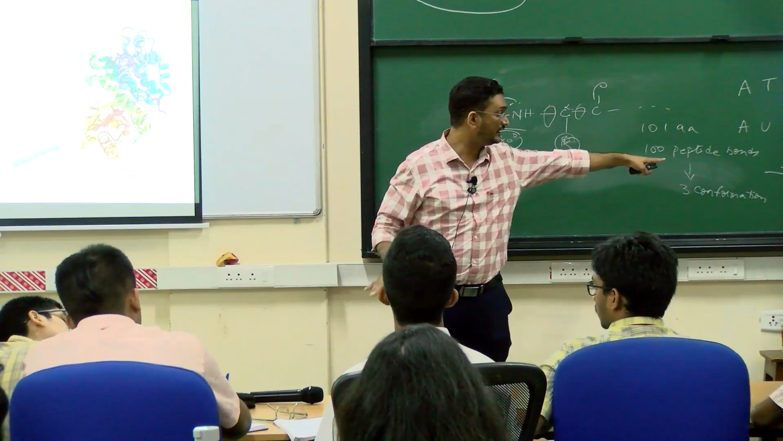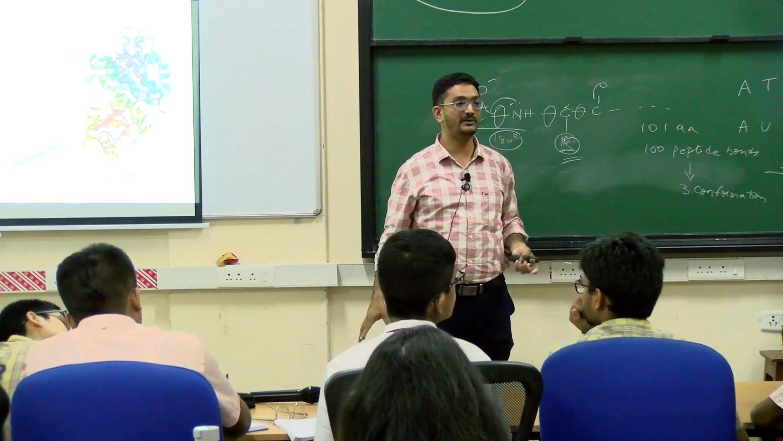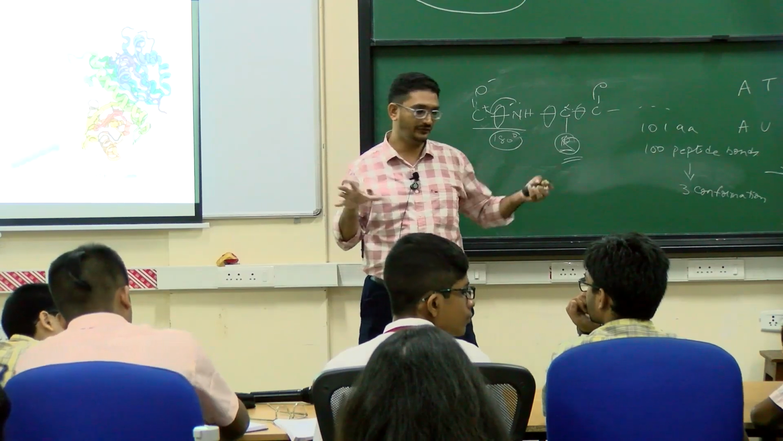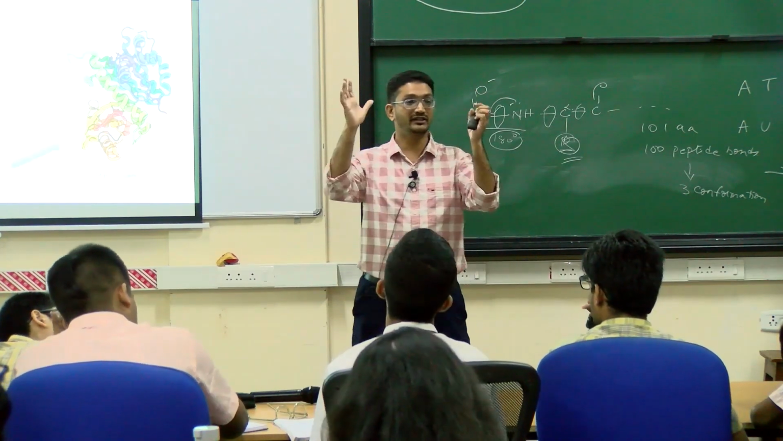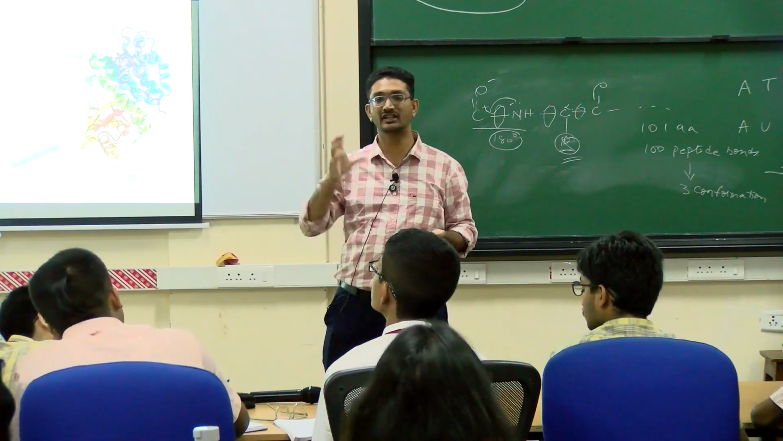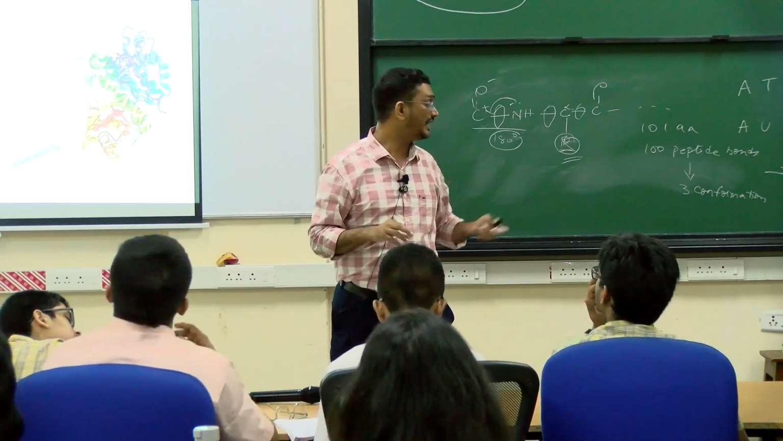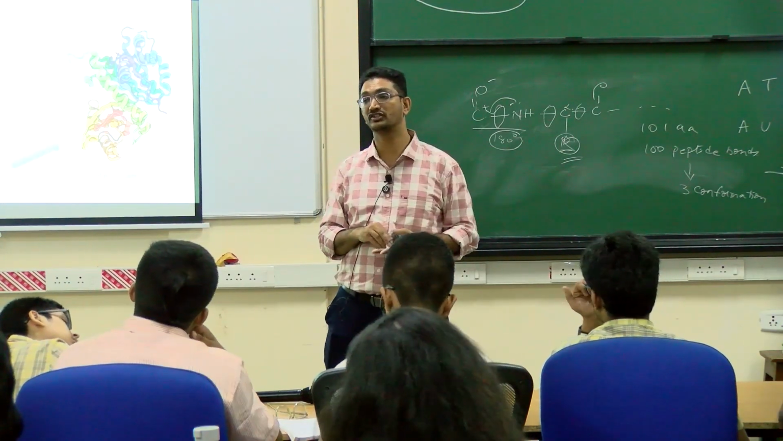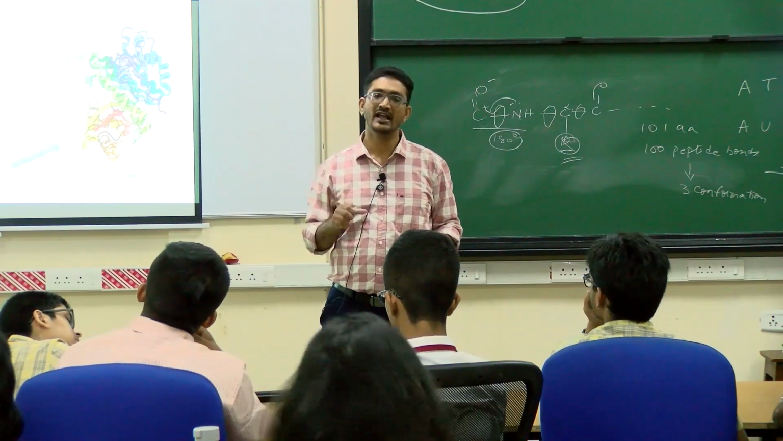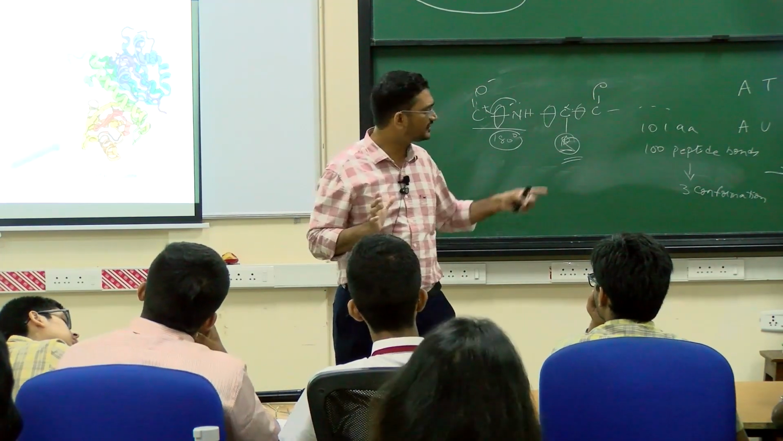So it has to scan through 3 power 100 conformations, if it is scanning all of them, to arrive at the, so what is this conformation called? This is the minimum energy conformation. So it has to scan through so many conformations to get to the final conformation. Can you just guess how much time it will take?